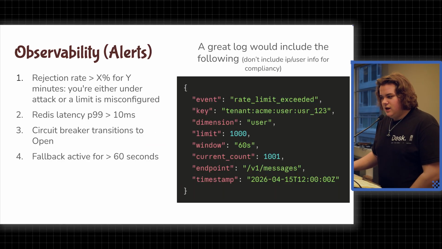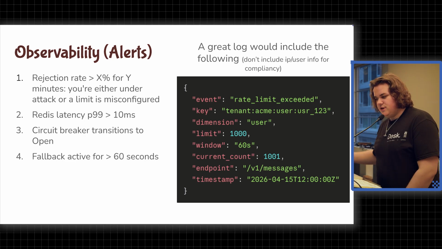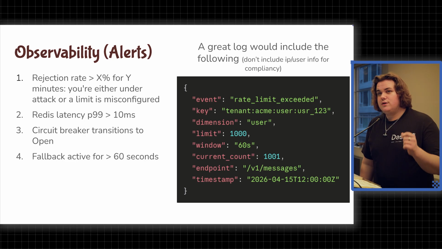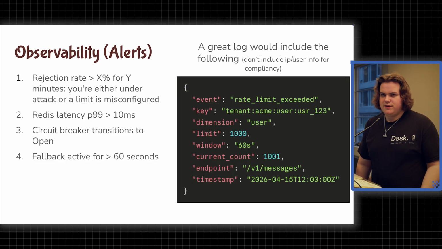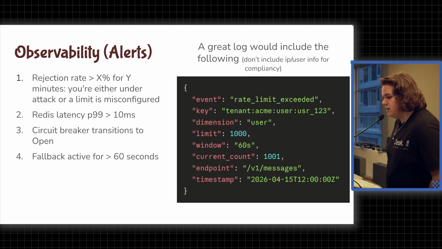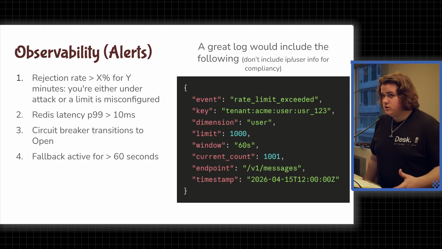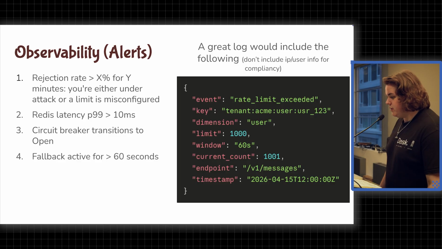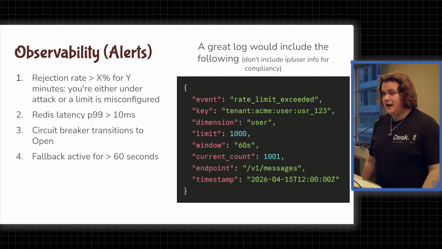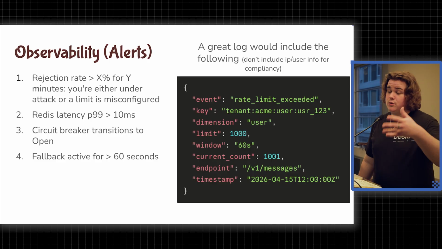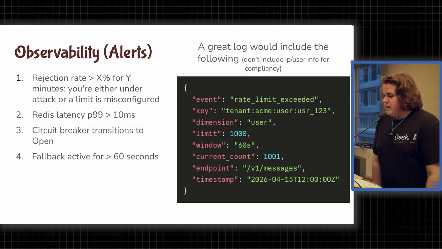For alerts, you'll want to know if your Redis is down. So if your rejection rate is higher than X% for Y minutes, you'll know that either you're under attack and you're getting a lot of rejections, or a limit is misconfigured and you should probably fix your limits a bit more. It's also important to make sure your rate limiter is fast because it should be running on most of your requests, so make sure that it's going quickly. You should be alerted if your circuit breaker goes on because you're likely also under attack, or your Redis is down, forgive me. And if your fallback is active for more than a minute, you should be aware of that as well.